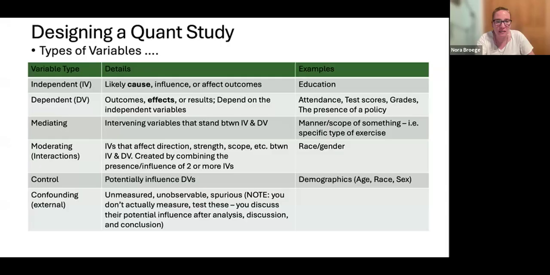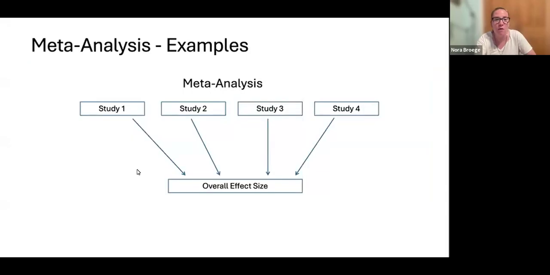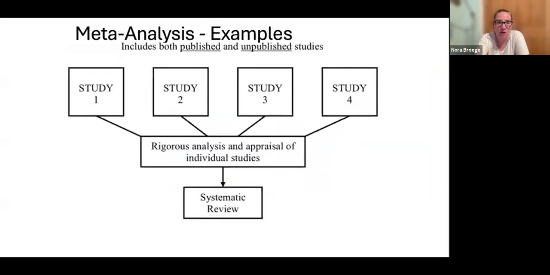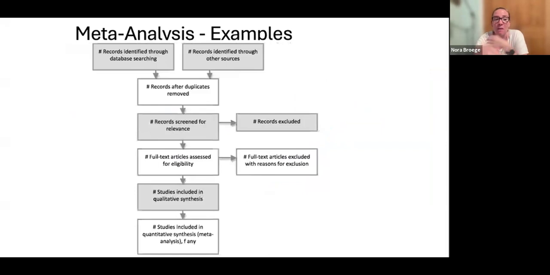The general idea behind the meta-analysis is simply this, right? You have multiple studies that you compare to determine an overall effect size, right? So you have study 1, study 2, study 3, study 4. You analyze and appraise the studies, you do a systematic review of them, and you come up with a common conclusion. It involves a pretty complex filtering system, right?